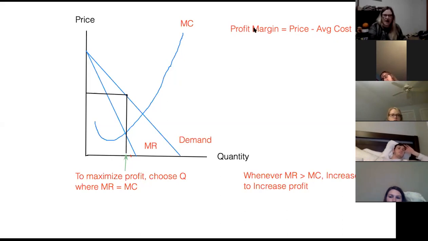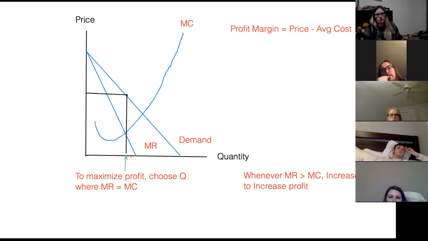Do you see that, Carolyn? Mhm. Okay. So here's what you do. You pick the quantity where you're operating. You go up and you read the price off, and then you read the average cost off. Which means we need to draw in the average cost curve here, and I'm going to do that.